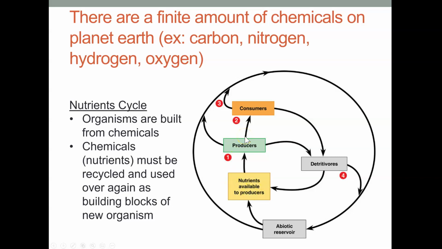So for example, we can burn gasoline. The gasoline becomes carbon dioxide in the air. The carbon dioxide in the air gets taken up by a plant in photosynthesis. The plant gets eaten by a mouse or a caterpillar or a grasshopper, whatever it might be. And so we have this idea of cycling again and again and again.